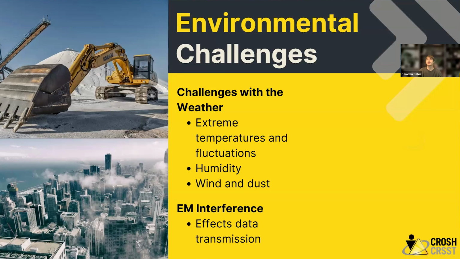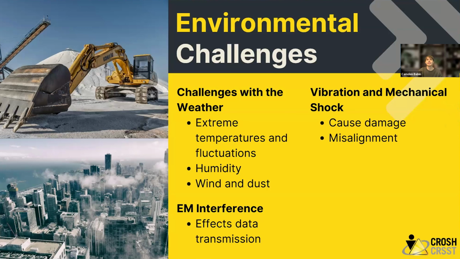Electromagnetic interference mainly affects the data transmission. It causes data loss or corruption. And it usually refers to the external electromagnetic fields that the sensors might be exposed to, which are abundant in the field. They can come from other electrical equipment or industrial machinery that has a lot of mechanical movement.